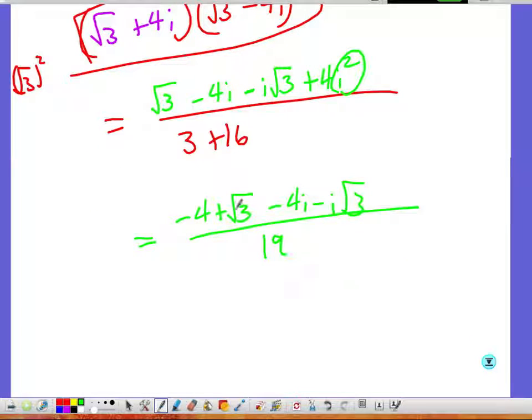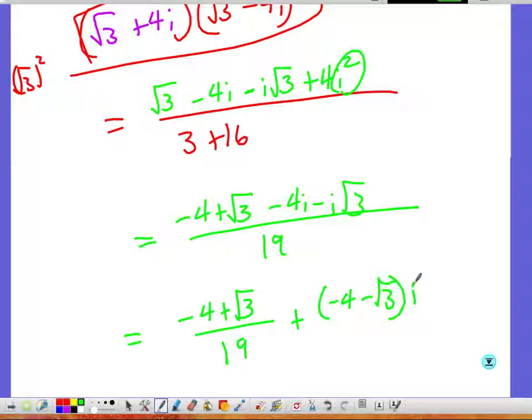Now notice, the square root of 3 is not a perfect square, so we can't simplify any further. And again, we want to write this so that we can find my real and imaginary part. My real part is going to be -4 plus square root of 3 over 19. And my imaginary part is going to be -4 minus square root of 3, i goes on the outside, over 19.